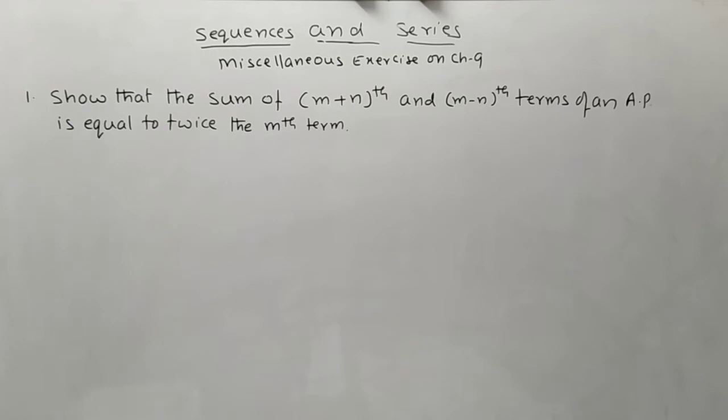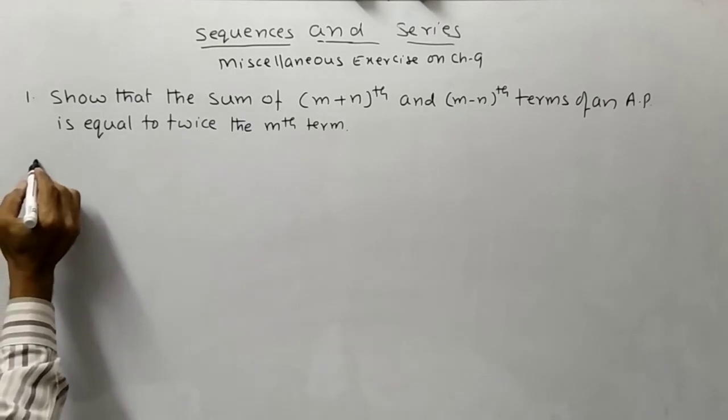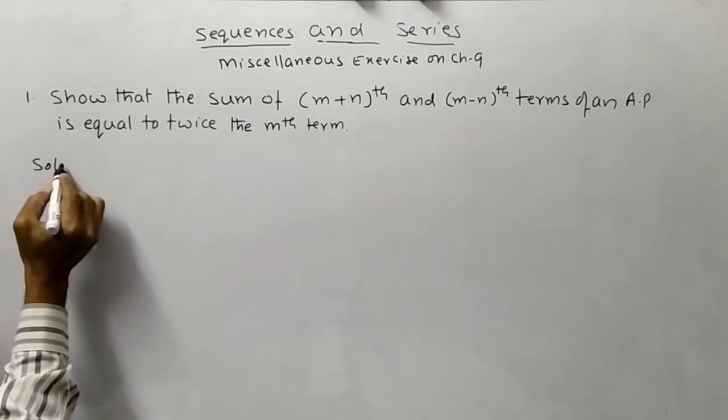Miscellaneous exercise on chapter 9. First question. Show that the sum of m plus n and m minus n terms of an AP is equal to twice the mth term. Solution.